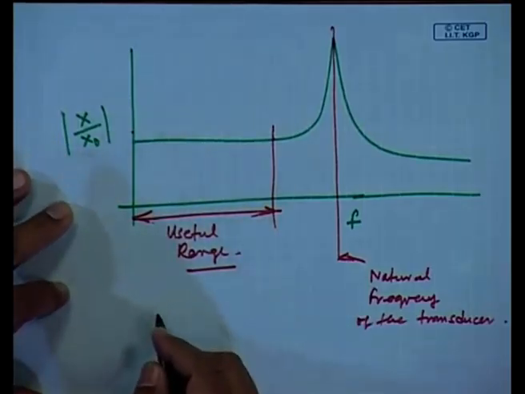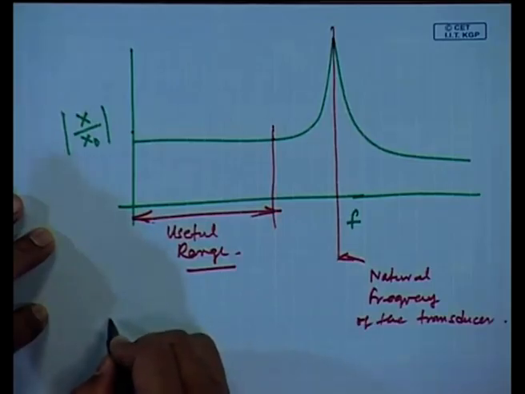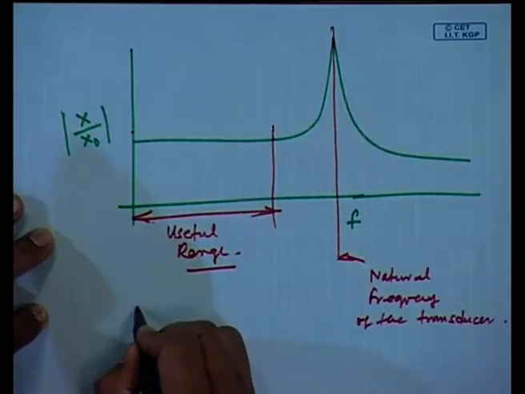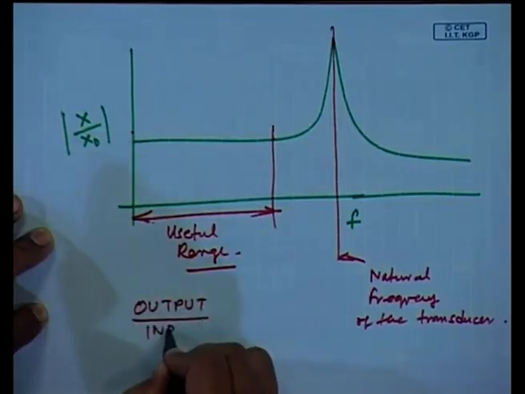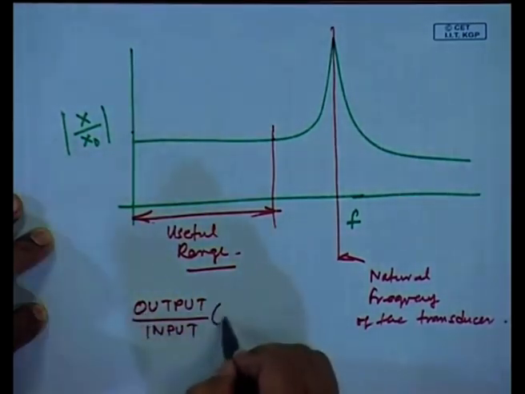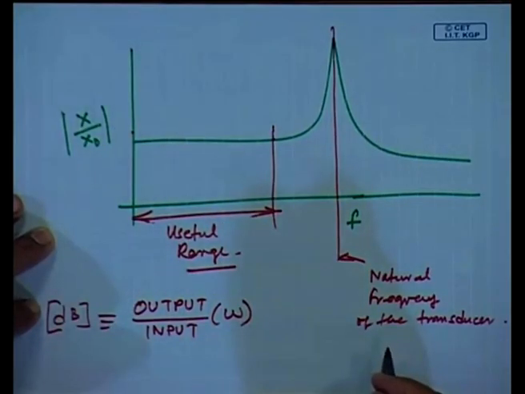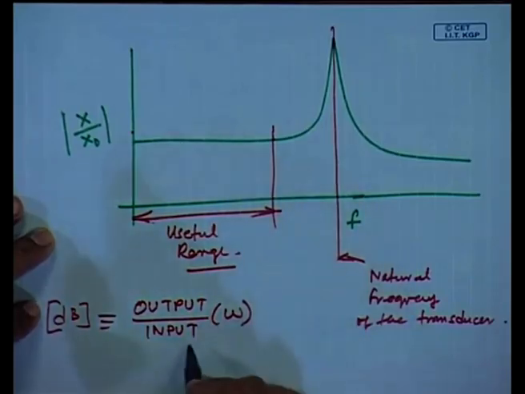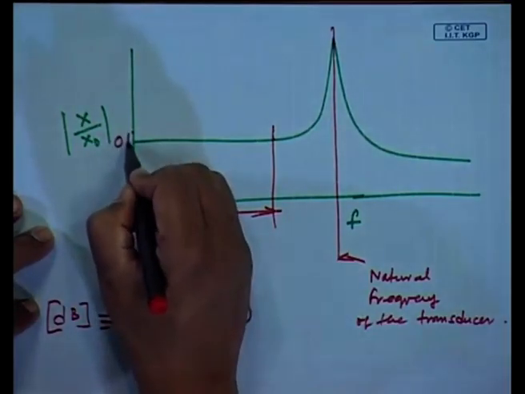So, if I was to define the frequency response of an instrument, that is the response of the output to the input in the frequency domain, usually given in decibels. Because if my input has a certain characteristic, the output should be identical. So, this in the decibel scale will become 0 decibels.